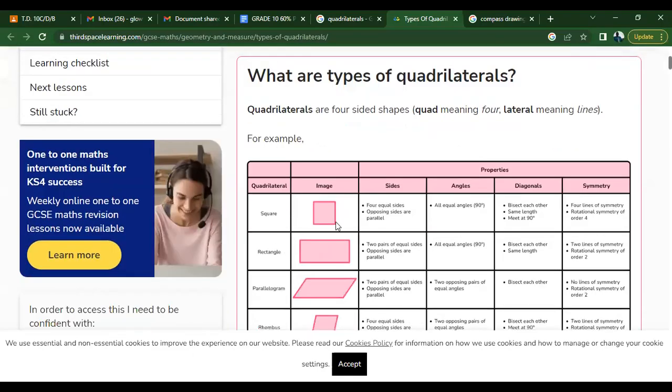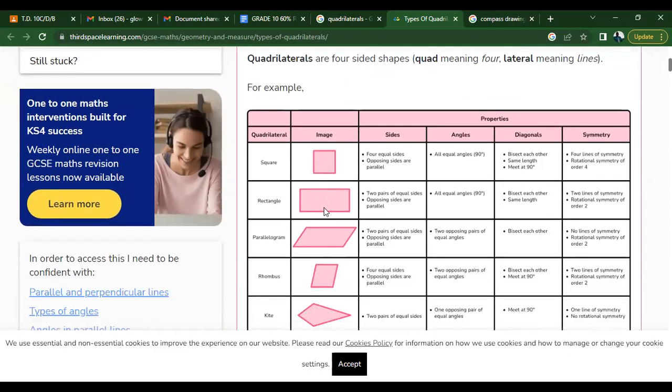All right, so we have a square. Everybody knows the characteristics of a square: four equal sides, all sides are straight, all sides are the same length, all internal angles 90 degrees. Rectangle: four straight sides, all internal angles are 90 degrees. Each opposite side is the same length.